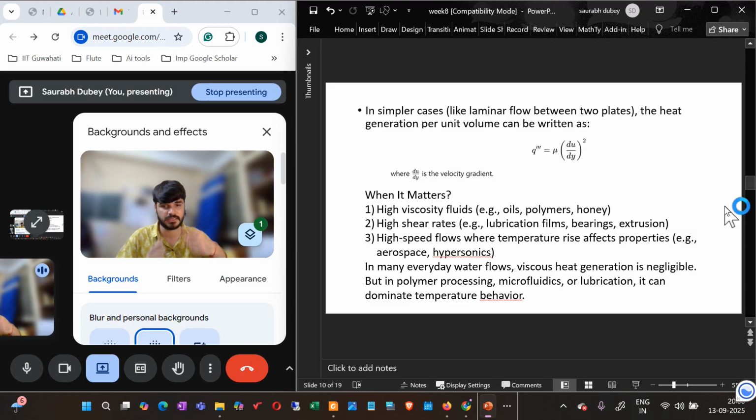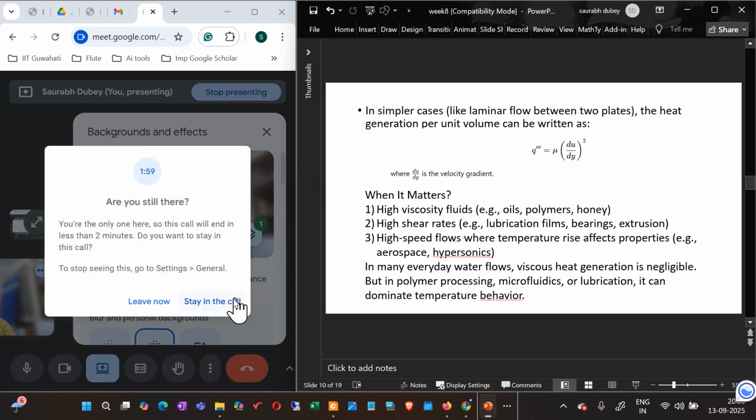Like bearings, you see the high velocity fluid is moving in the rotating part, and then it is operating at high temperature. High speed flows where temperature rise affects properties, for example aerospace, for example hypersonics. Okay, so in many everyday water flows, viscous heat generation is negligible, but in polymer processing, microfluidics, or lubrication, it can dominate temperature behavior.